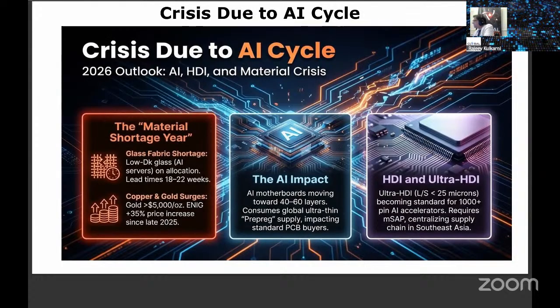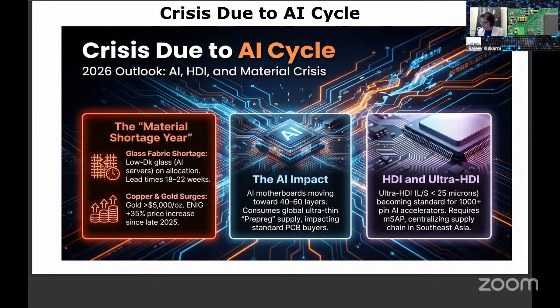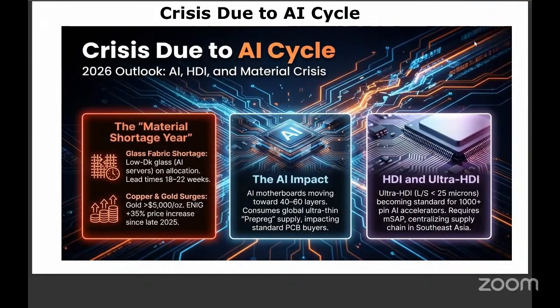That can be another discussion. That's not an issue. But again, in the last 1 month, 3 new multi-service agreements have come just to cater to the AI data center hyperscalers market. So it is very aggressive actually. And again, what's happening at one end in 2026: AI, high density interface, ultra high density PCBs, and a material crisis.